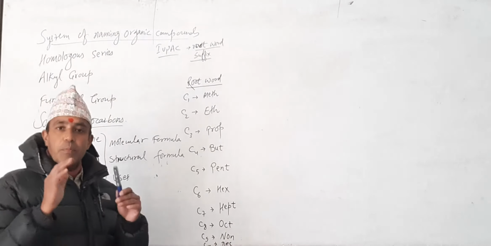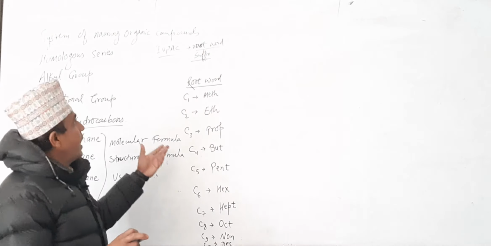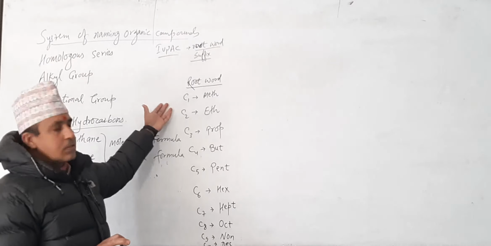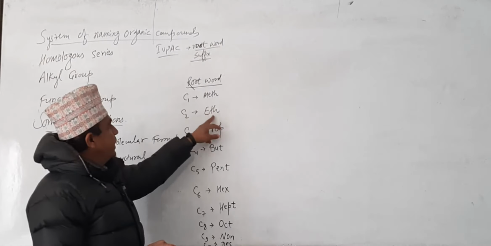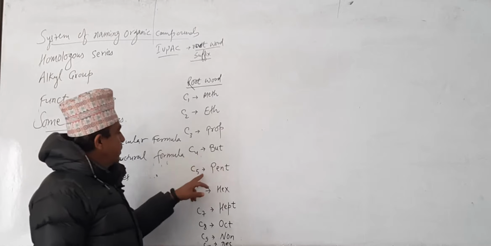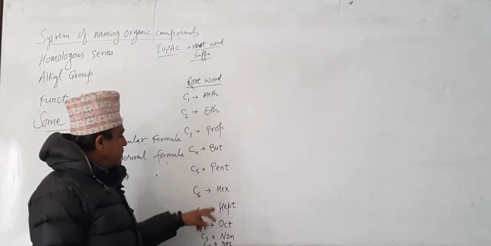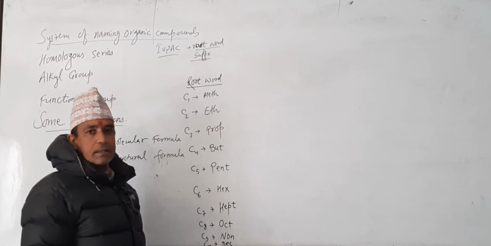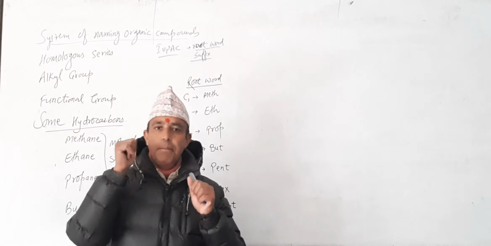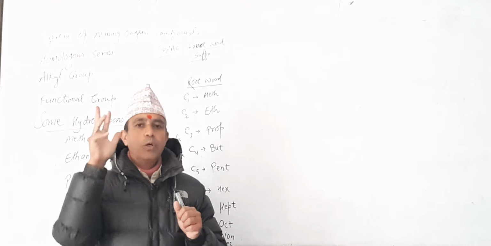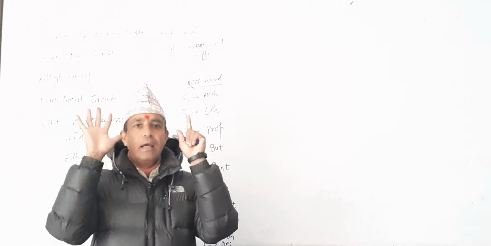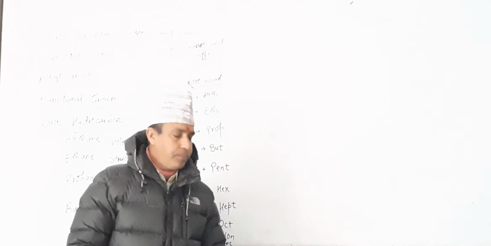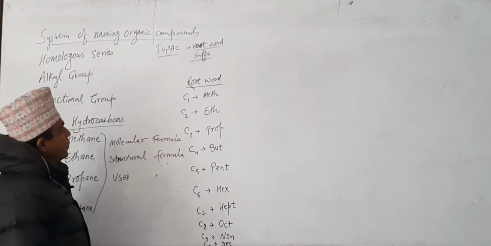On the basis of the number of carbons present in the hydrocarbon, the root word is fixed. 1 carbon, meth, 2 eth, 3 prop, 4 but, 5 pent, 6 hex, 7 hept, 8 oct, 9 non and 10 dec. Once again, let's remember: meth, eth, prop, but, pent, hex, hept, oct, non, dec. So that is the root word.